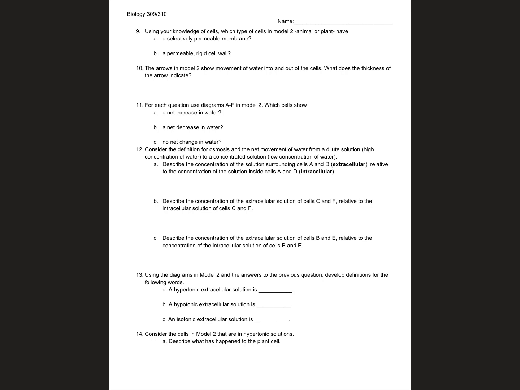All right, use your knowledge of cells. Which type of cells in Model 2, animal or plant, have selectively permeable membranes? Both. Thank you, Jesus. Yes, both. All right, a permeable rigid cell wall? Plants. Now, we said plants, and they're focusing on plants and animals.